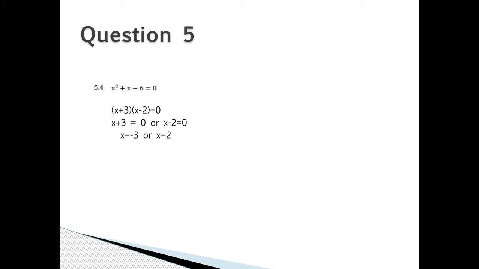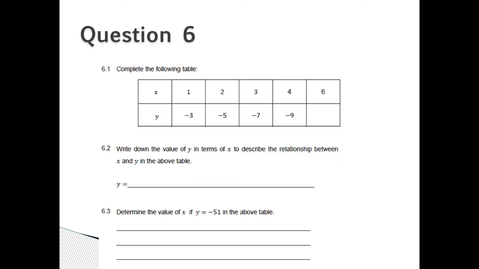So x is equal to minus 3, or x is equal to 2. For question 6.1, complete the following table. We have x, which is 1, 2, 3, 4, and 6, and y, which is minus 3, minus 5, minus 7, minus 9. Question 6.2, write down the value of y in terms of x to describe the relationship between x and y in the above table.